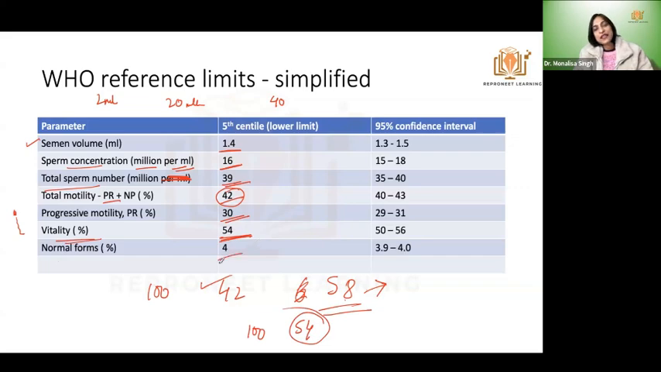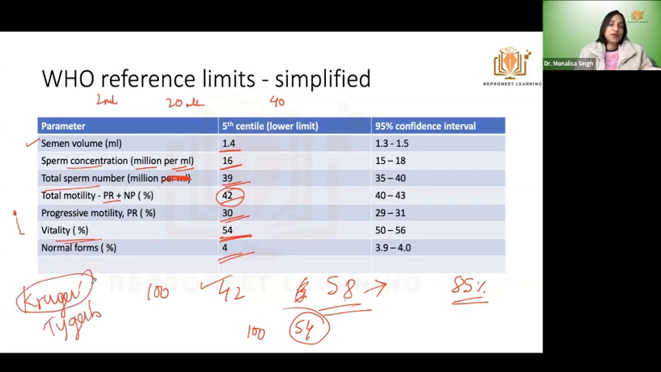Normal forms 4%. If you see a semen report and they quote a normal form percentage of 85%, you should understand that this person doesn't know how to do semen analysis, because the morphology has to be checked by Kruger's criteria, strict Kruger's criteria or Tygerberg criteria, same criteria these are. This name is more commonly used. Two different people have come up with these criteria. With the use of that, you'll only get 4% normal forms. And if they're saying 85%, they haven't seen it properly. Less than 4% is abnormal.